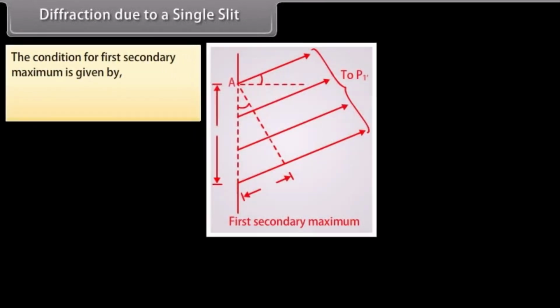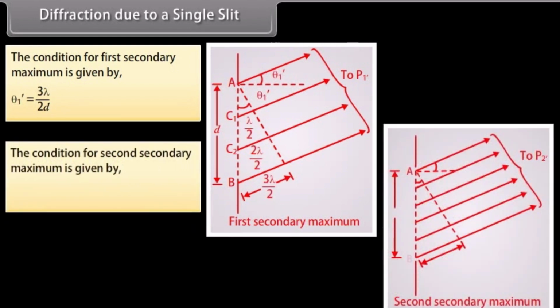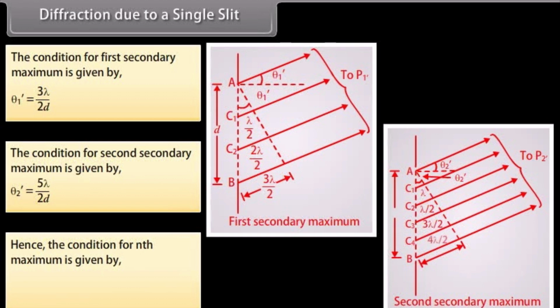The condition for the first secondary maximum is given at angle theta = 3 lambda upon 2d. The condition for the second secondary maximum is given at an angle theta = 5 lambda upon 2d. Hence, the condition for the nth maximum is given at an angle theta = (2n + 1) lambda upon 2d.